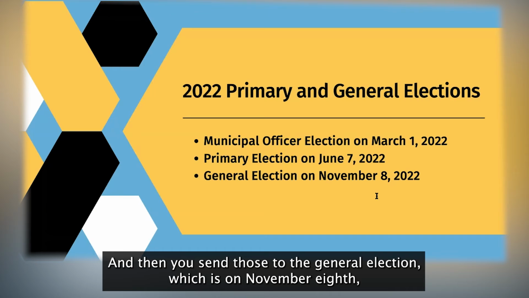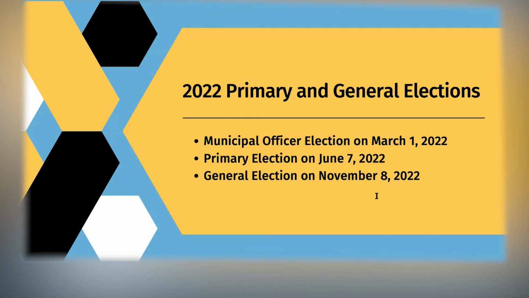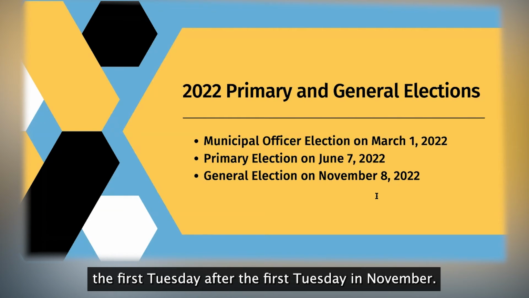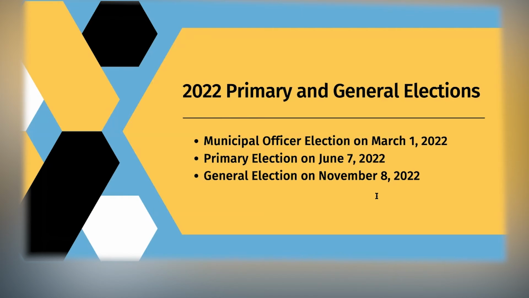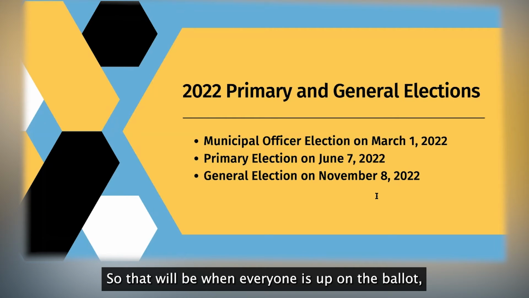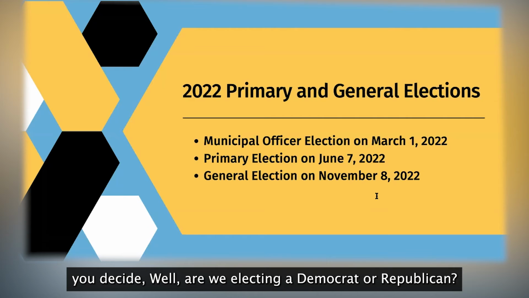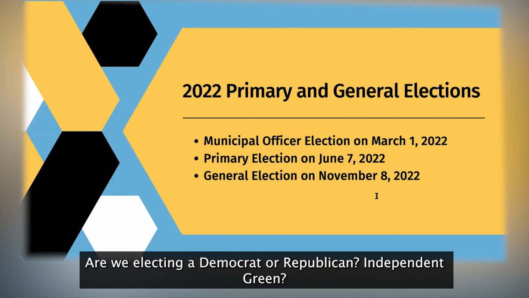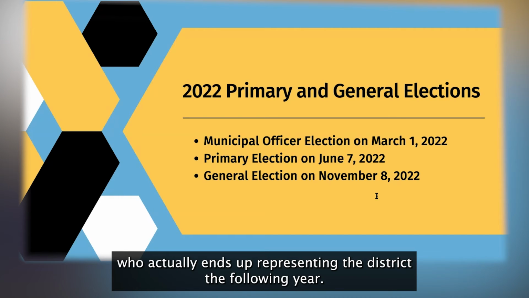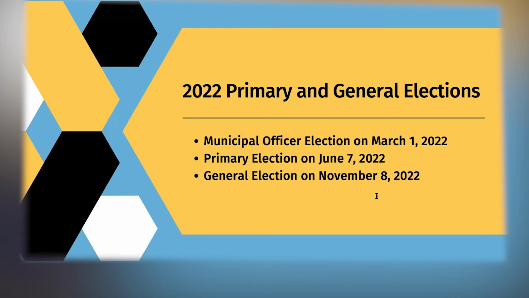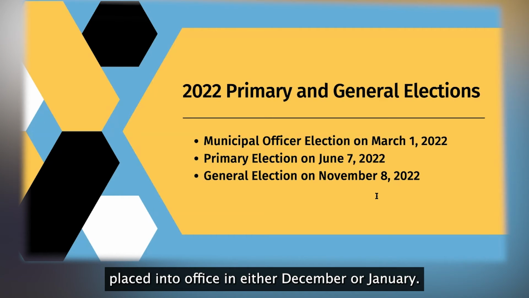And then you send those to the general election, which is on November 8th, the first Tuesday after the first Monday in November. Usually it's the very first Tuesday, but since the first Tuesday is the first, they push it back an additional week. So that will be when everyone is up on the ballot. You decide, are we electing a Democrat or a Republican, Independent, Green, whatever? Whoever won the primaries, that's when they face off to see who actually ends up representing the district the following year. And usually they get placed into office in either December or January. Next slide.